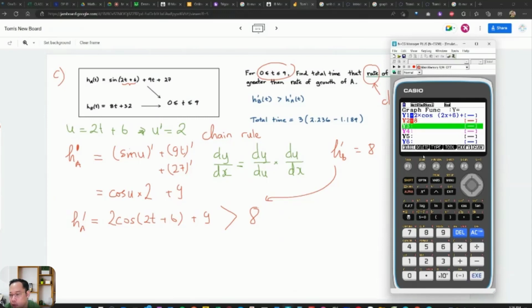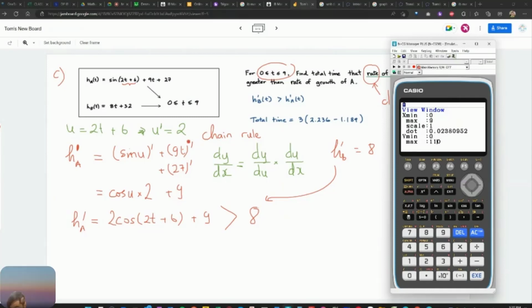Now I need to choose the window, shift window, x from 0 to 9 and y from 0 to 110. I told you one before, huh? Yep. Because the maximum value of the height here when the time t is 9 is 104. So I would choose a greater value than 104, huh? Okay, now graph it.